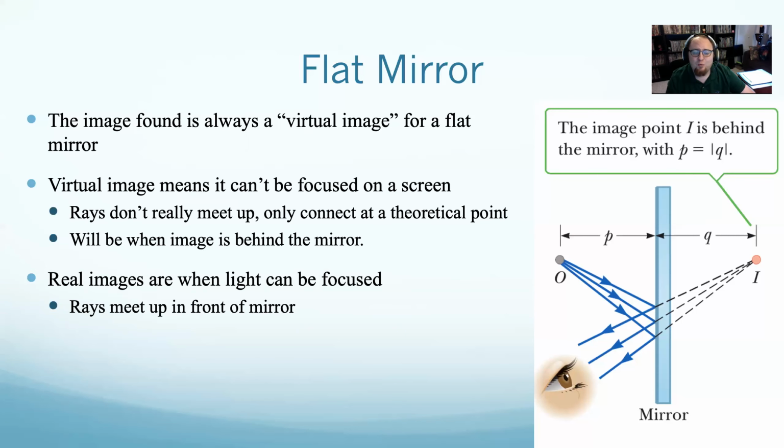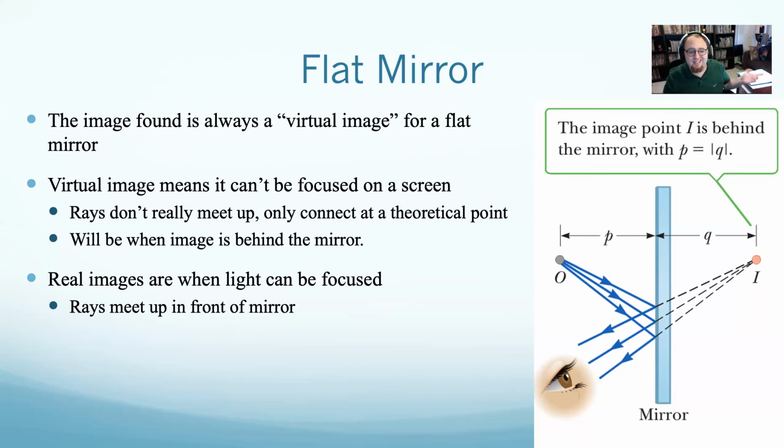Also, a mirror forms what is called a virtual image. If I shine light through this lens, I can focus that light to a point, or I could focus an image, like a projector focuses an image on the wall. Anytime you can focus an image to a point, that is called a real image. It's an image you can focus onto a screen. A virtual image cannot be focused onto a screen.